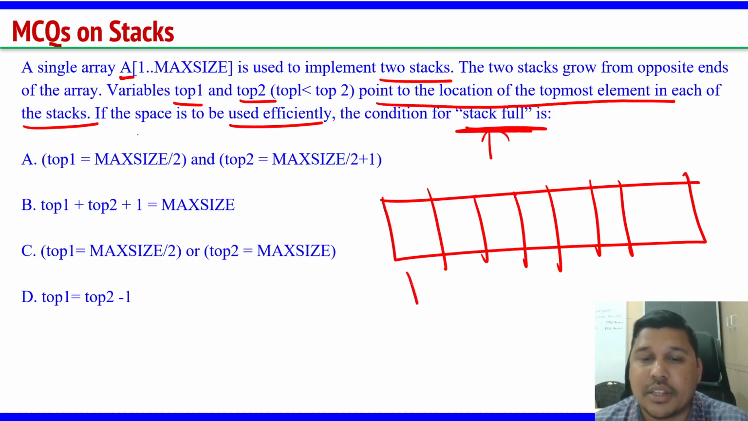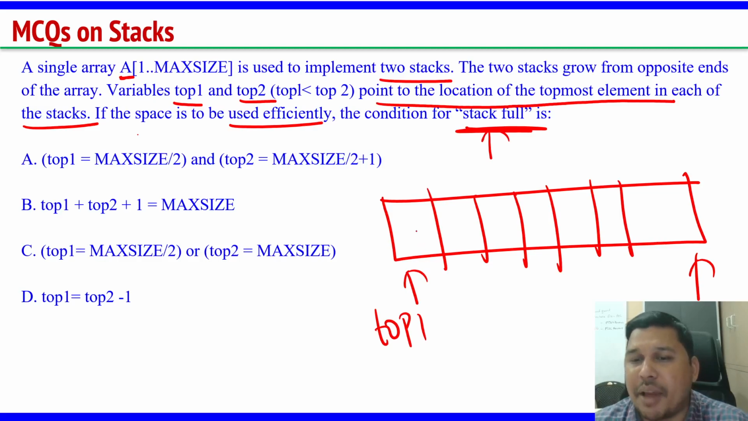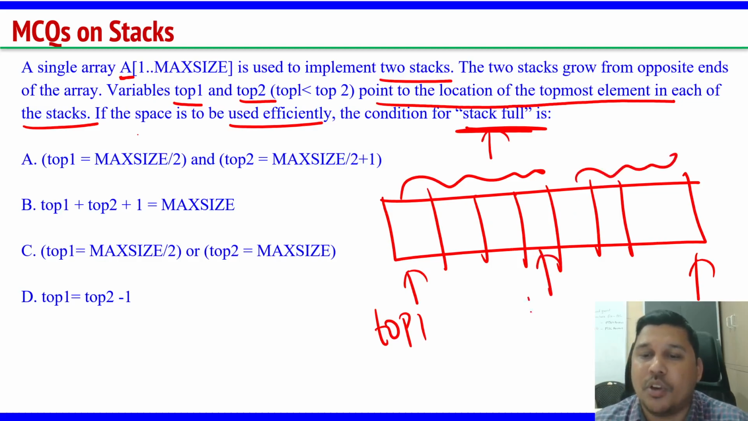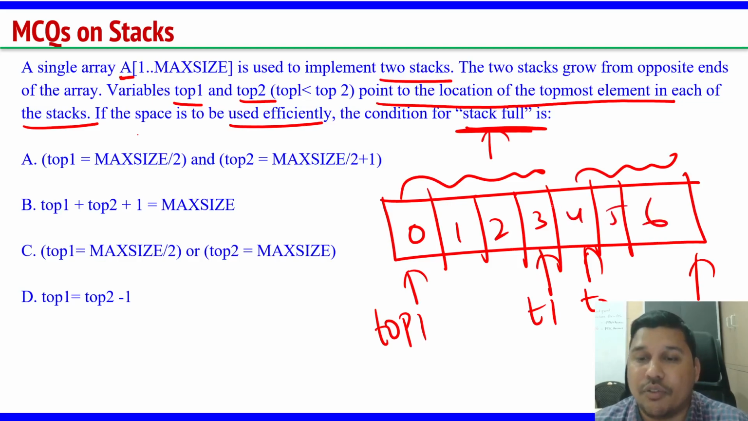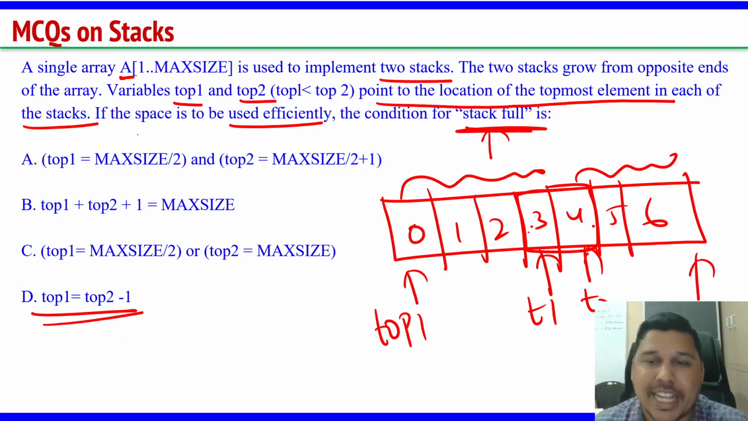Suppose here is my top 1 and at this location we have top 2, right? At any point, maybe I am having 4 elements in stack 1 and 3 elements in stack 2. So my top 1 is here and top 2 is here. What is the index? 0, 1, 2, 3, 4, 5, 6. See, we can say the stack is full whenever the difference between the two top pointers is 1, right? That's what top 1 equal to top 2 minus 1. When top 1 is equal to top 2 minus 1, then this is the case that the stack is full.